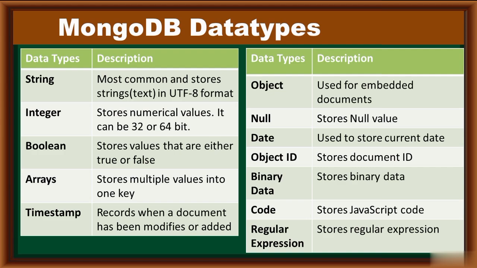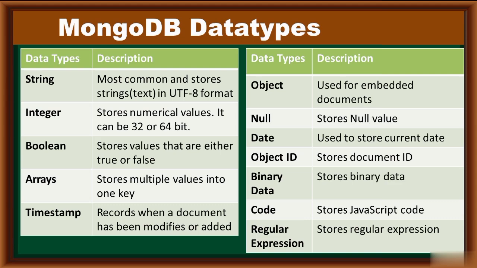The date data type is used to store current date or time. But you can also specify your own date by creating an object of date and then you pass in the day, the month and the year into that object.